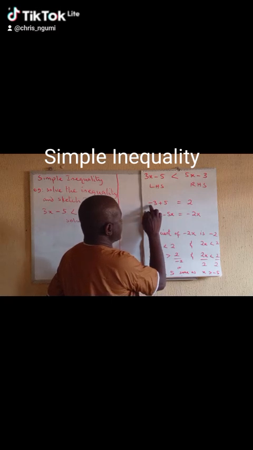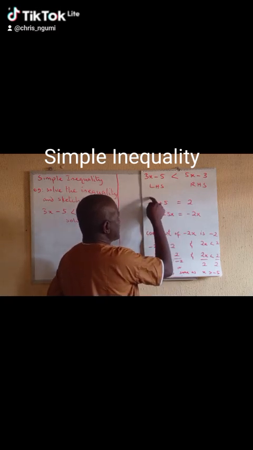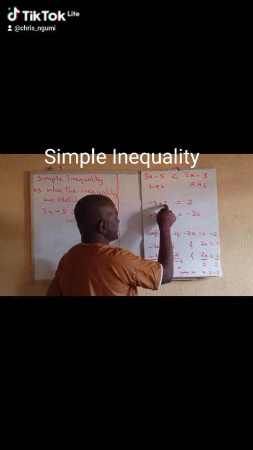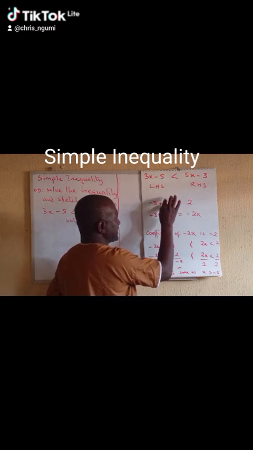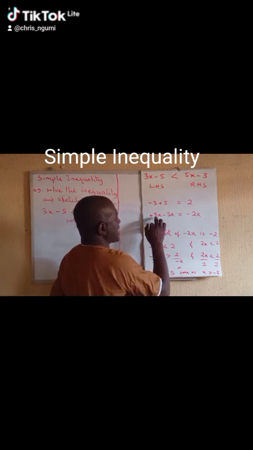Now let's look at this directed number here. If I said minus 3 plus 5, the answer is plus 2. In other words, if you are owing 3 naira and you have 5 naira, the 5 naira will balance the 3 and you will remain with 2. The same thing too here.